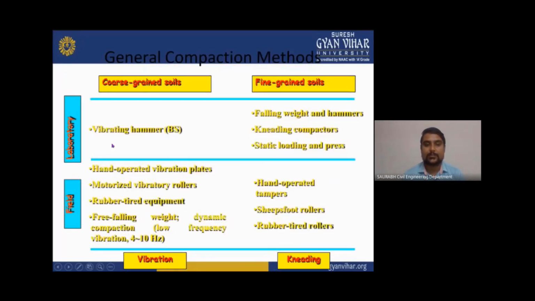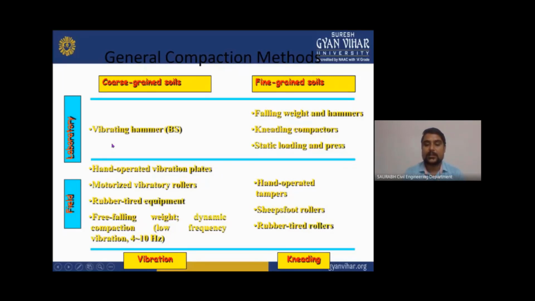And in the laboratory, we have to use a vibrating hammer, which is known as BS. And for fine-grained soil, we have to use the falling weight hammer, kneading compactor, and static load press. Here you can see in the field, we have to use hand-operated vibrator plates, motorized vibrator roller, rubber tire equipment, free-falling compaction, vibration weight, and dynamic frequency we can use, and hand-operated damper we can also use for the field, and sheepsfoot roller, which is used in the compaction of soil.